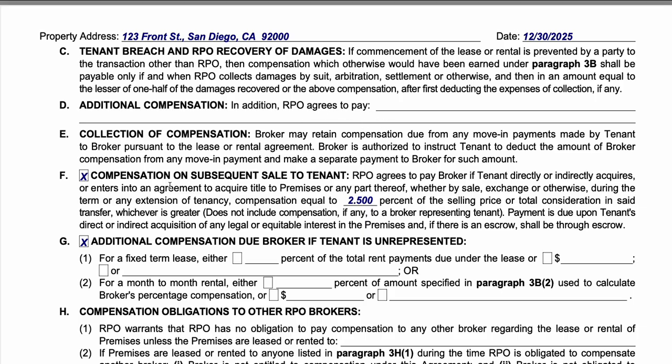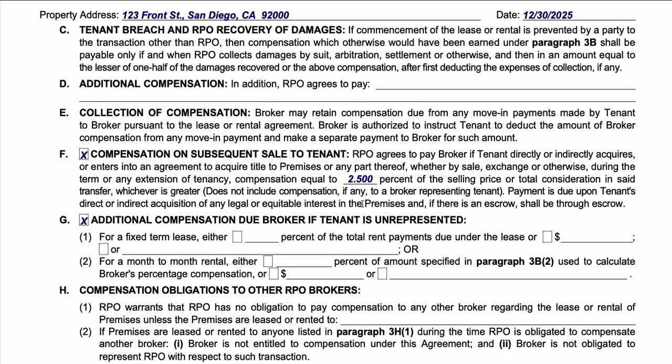And now, compensation if there's a sale to the tenant. What if the tenant buys the property? Well, check this box and write in a number here. If the owner pushes back on this, fine, you can take it out, but I highly recommend checking this box and writing in what you would charge on a sales transaction right there.